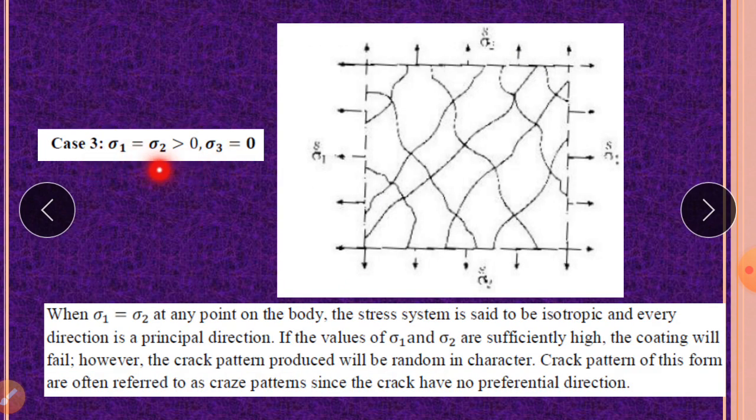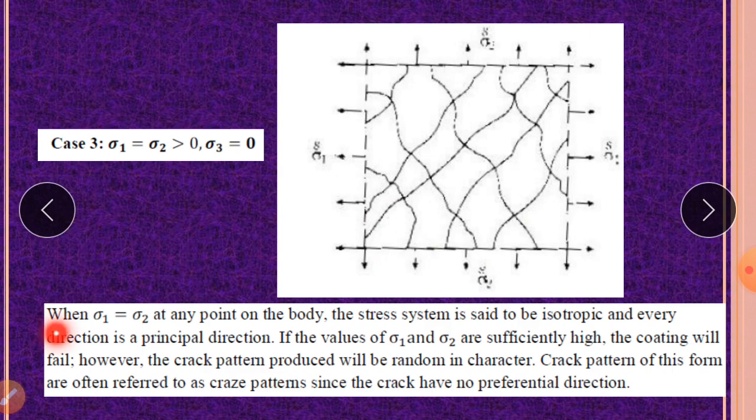So like that, this type of case can be seen in pressure vessels. Next case: sigma 1 is equal to sigma 2. Here both have the same value, sigma 1 is equal to sigma 2, and it is a positive value, greater than 0. Sigma 3 is equal to 0. So how do the crack patterns appear? You can see here the crack patterns are random. The loading is equal in both directions, so the crack patterns generated are random.